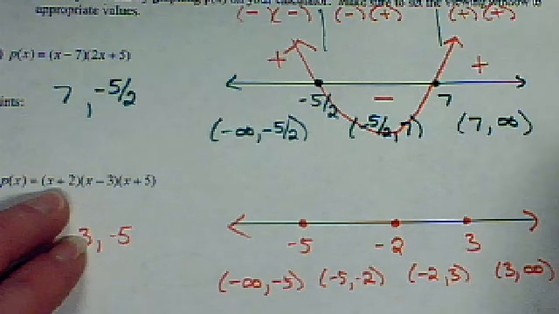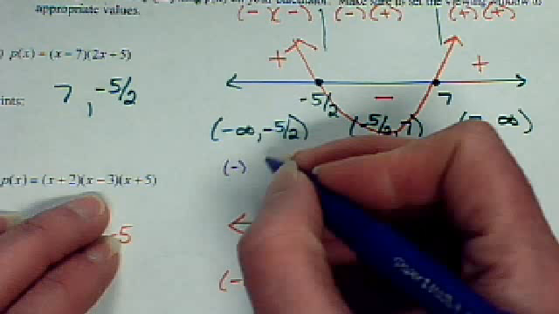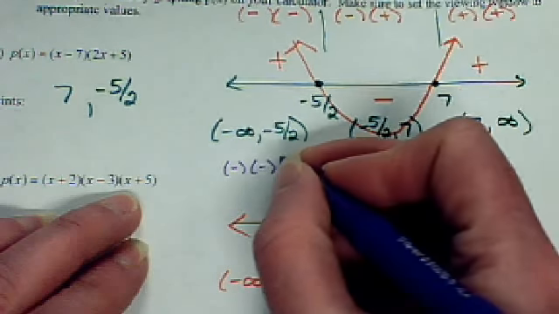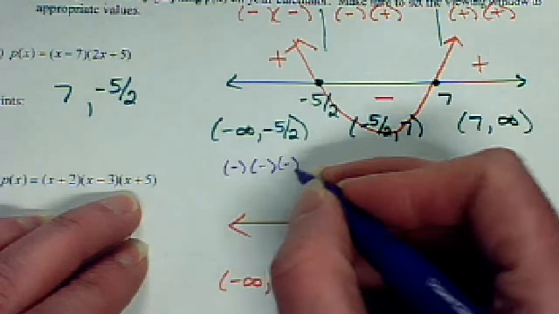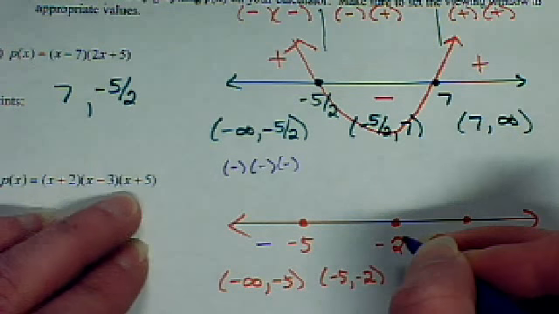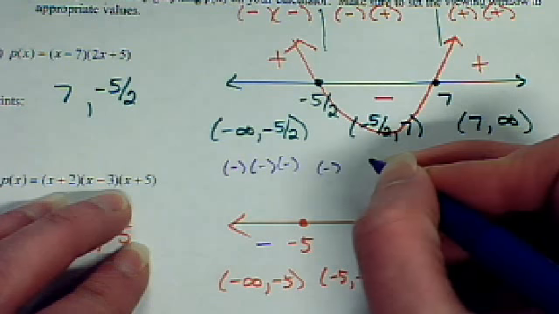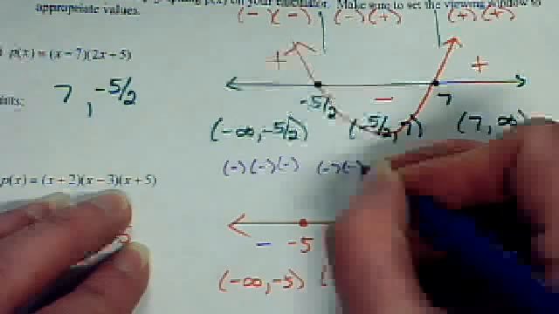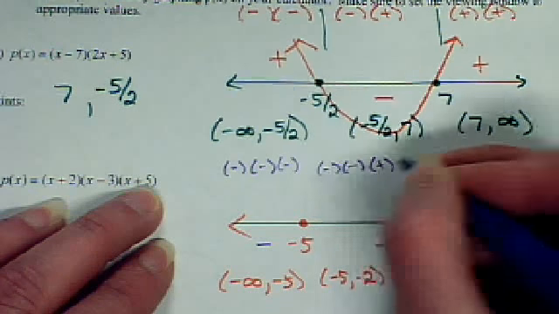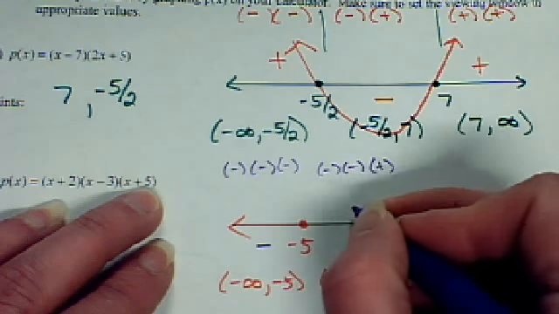So something smaller than negative 5. Oh, negative 10 again. How about that? Negative 10 plus 2 is negative. Negative 10 minus 3 is negative. Negative 10 plus 5 is negative. Negative times a negative times a negative is a negative. Between negative 5 and negative 2, I have negative 4. Negative 4 plus 2 is negative. Negative 4 minus 3 is negative. But negative 4 plus 5 gives me a positive. So a negative times a negative, positive, times another positive, gives me positive.